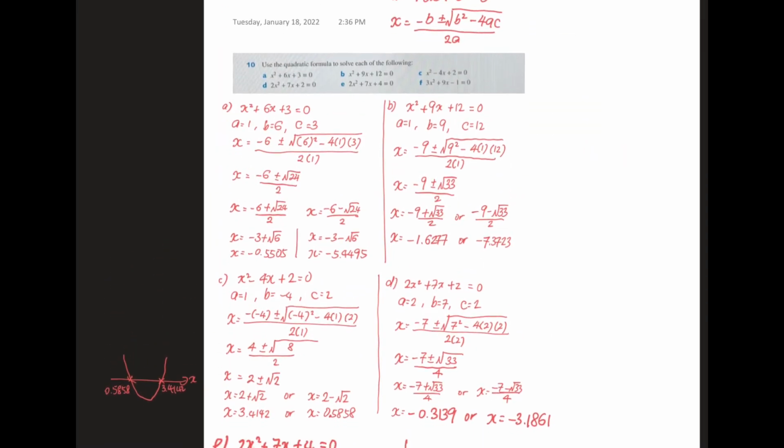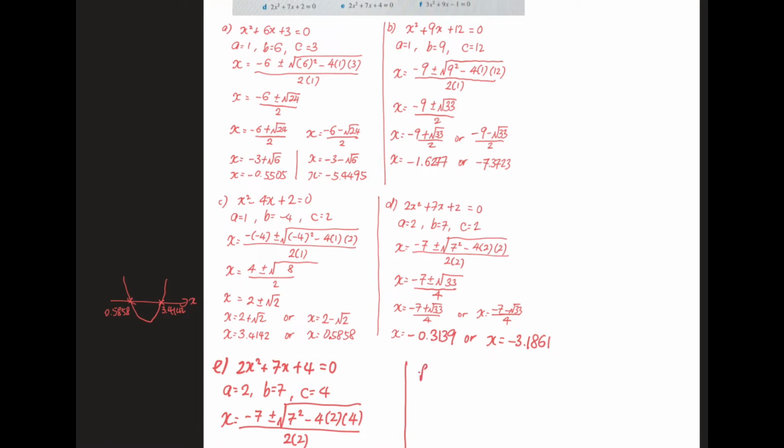Okay, then now we press the calculator. The first one we get negative 0.7192. The second one, minus 7 minus square root of 17 divided by 4, we get negative 2.781. Okay, so these two are the answers. Now one more. Let's look at question F.